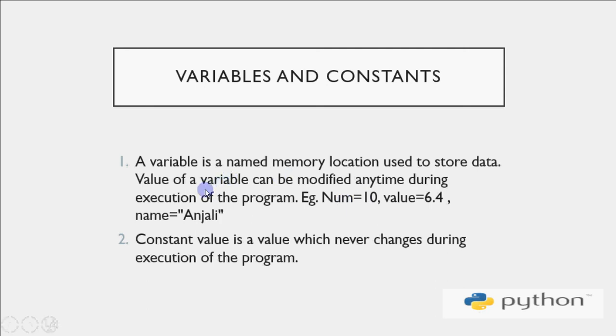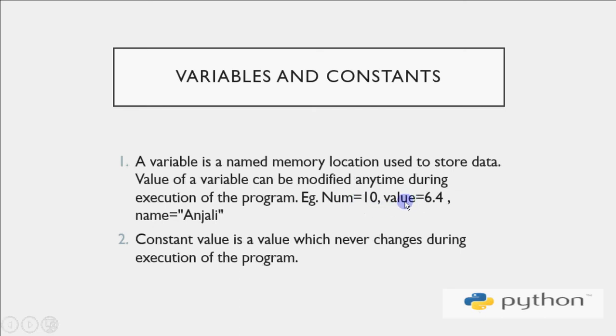It's also called a variable because its value can be modified anytime during execution of the program. If I put 10 in num in one statement, later on if I want to put 25 in that, I can write num is equal to 25. So that changes the value of the variable. So I can modify a variable anytime during the execution of my program.